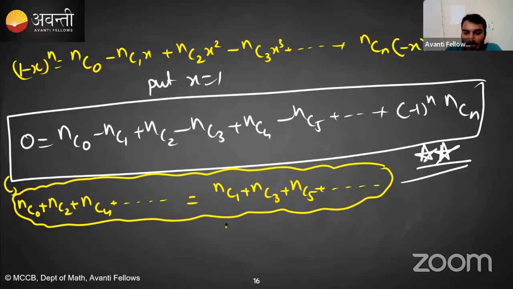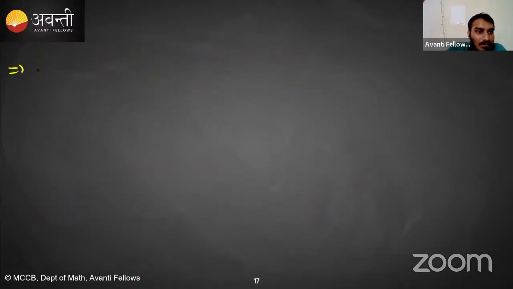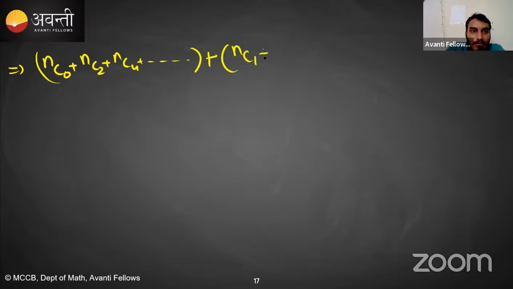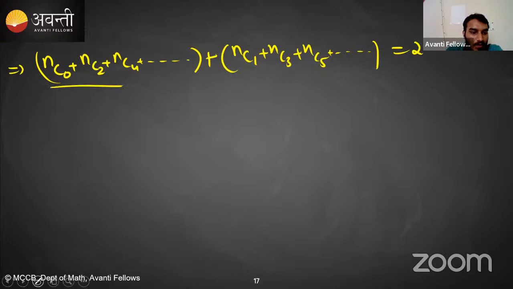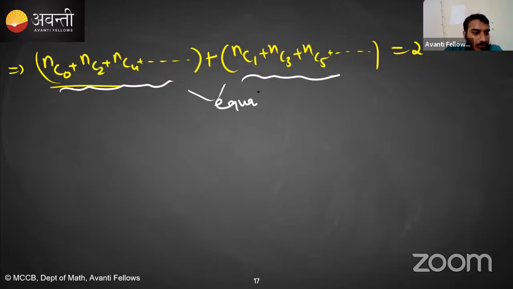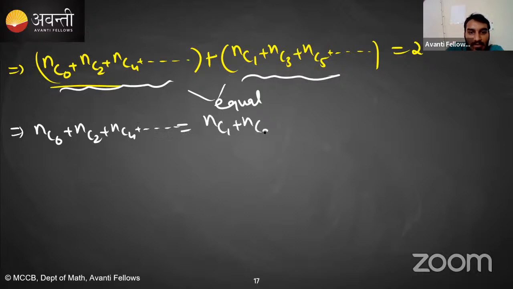let me write it down again. So it implies, first of all, nC0 plus nC2 plus nC4, like that, plus nC1 plus nC3 plus nC5 is nothing but 2 raised to the power n. And since this term and these terms are equal, it implies nC0 plus nC2 plus nC4, the sum of the even binomial coefficients, is equal to the sum of the odd binomial coefficients.